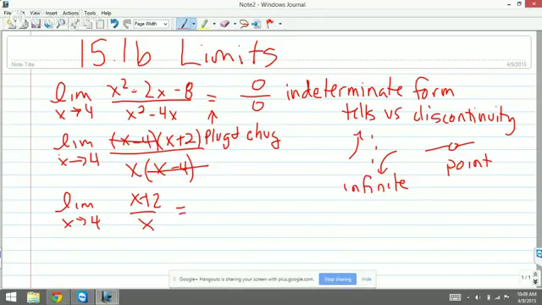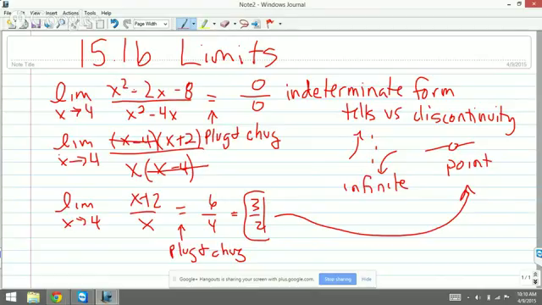Plug and chug again. Yep, simplify, 3 over 2. You have your limit now. This is because we could factor, it's a point discontinuity. Okay. So it's just a hole. There's a hole in the graph there.